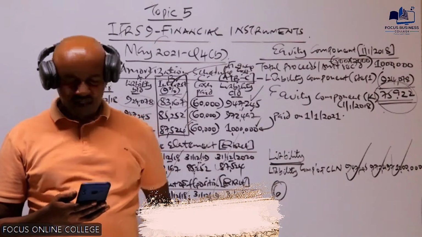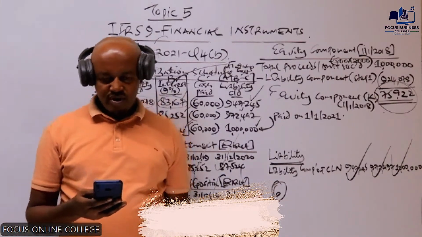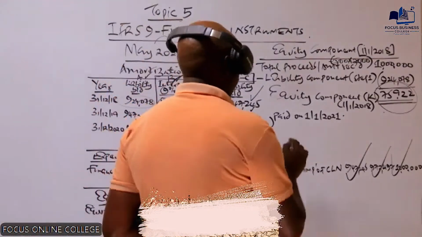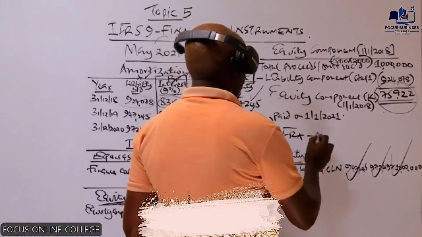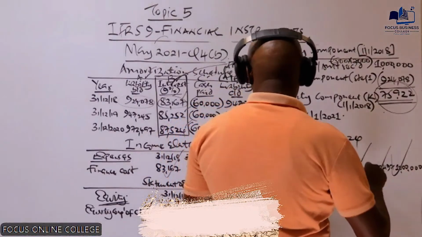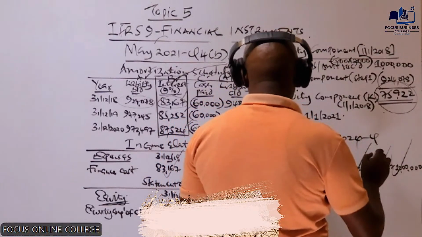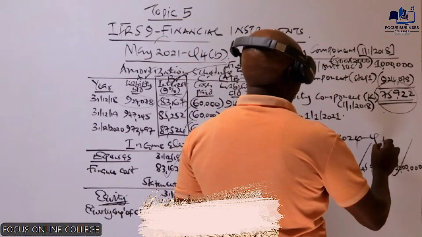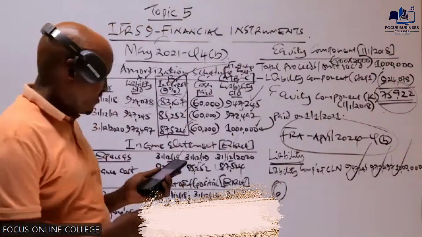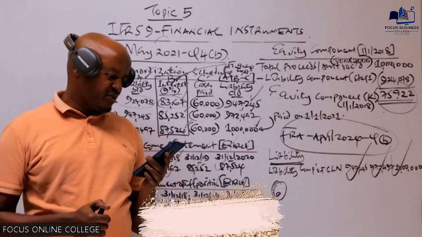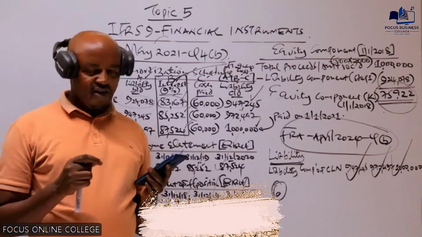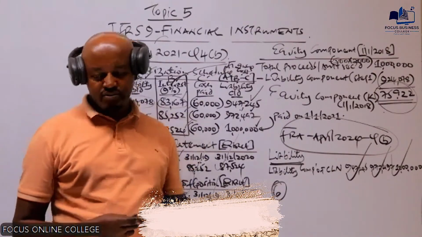Yes, so I've shared that question in the class WhatsApp group. The question is from financial reporting and analysis, for April 2024. Specifically, this was question 5B, which is the same as whatever you have done here, because we are told that the company had issued 9% convertible loan notes.